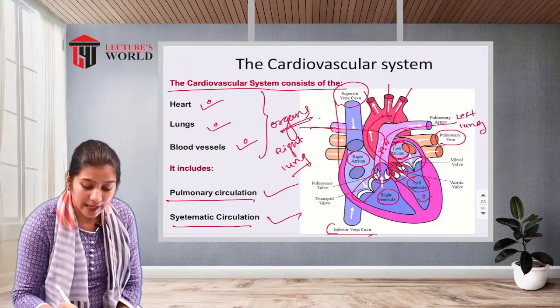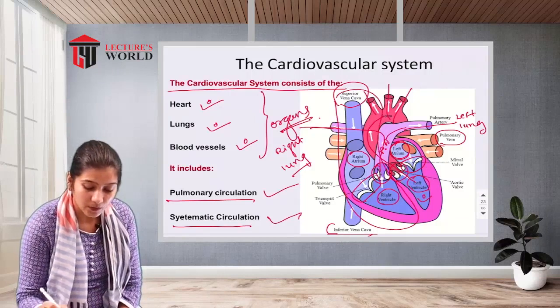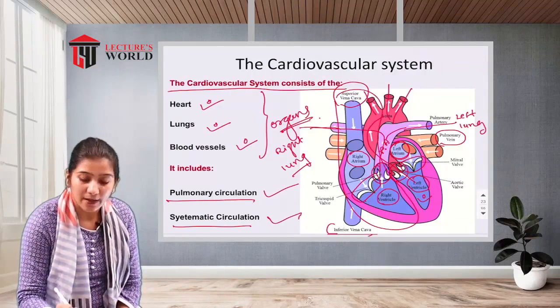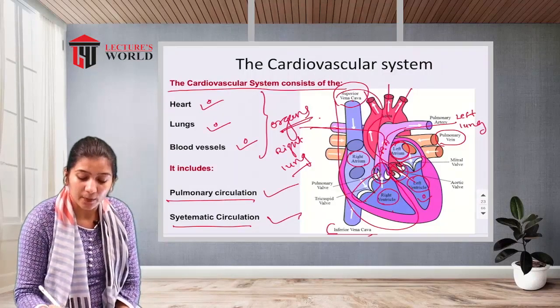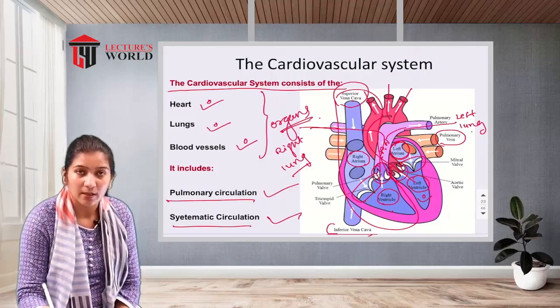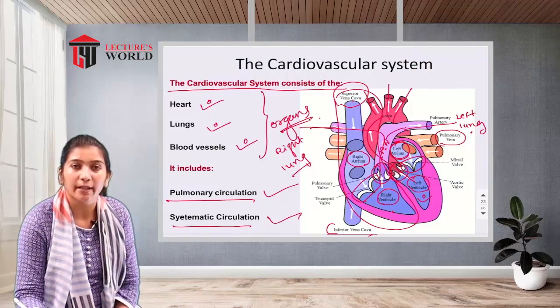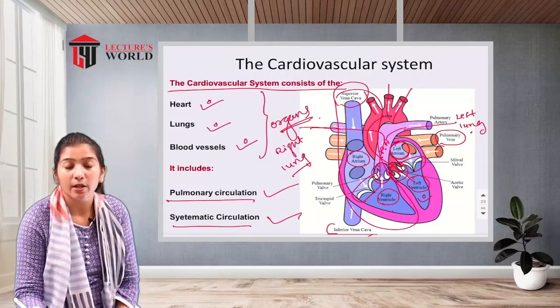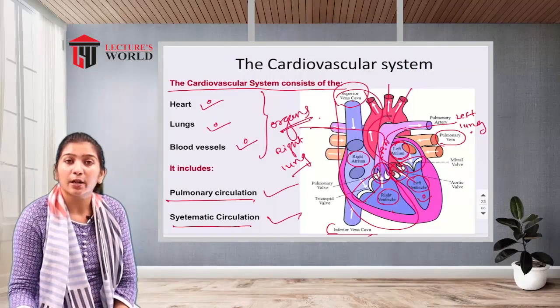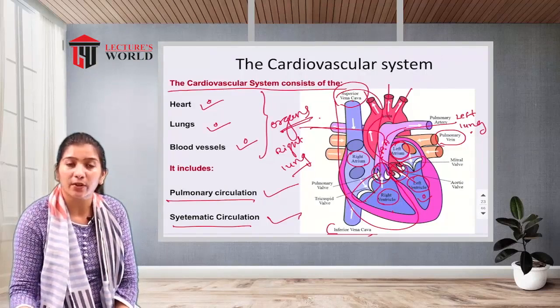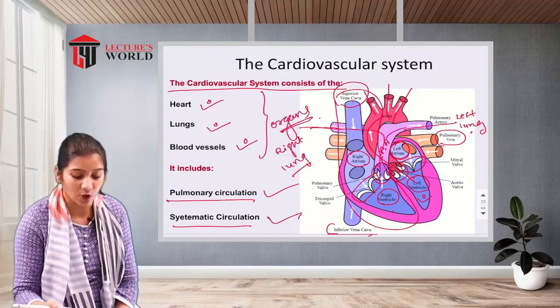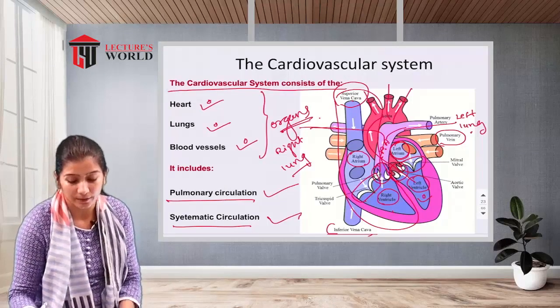So this side, from the superior vena cava, right atrium, right ventricle, pulmonary artery, to the lungs, that circulation is known as the pulmonary circulation, the carrying of the deoxygenated blood. And the carrying of oxygenated blood from the lungs via the pulmonary vein to the left atrium, left ventricle and arch of aorta, that is known as the systemic circulation.